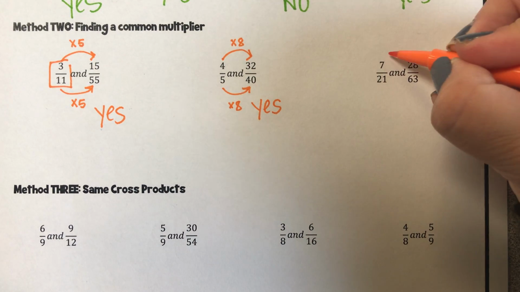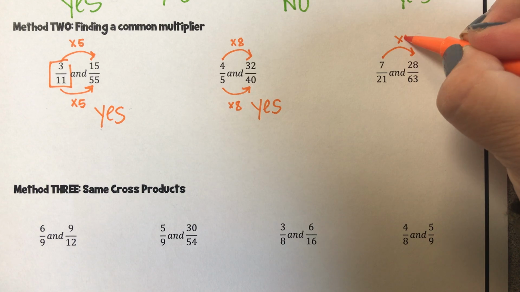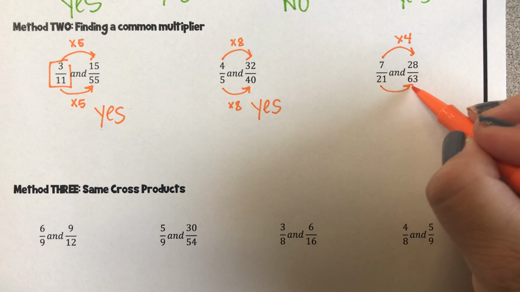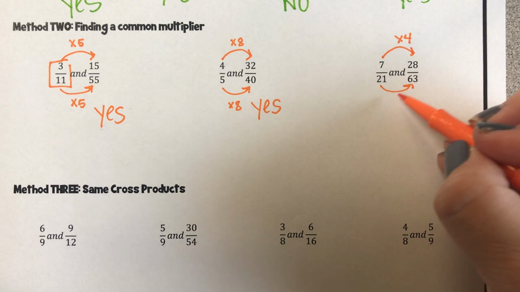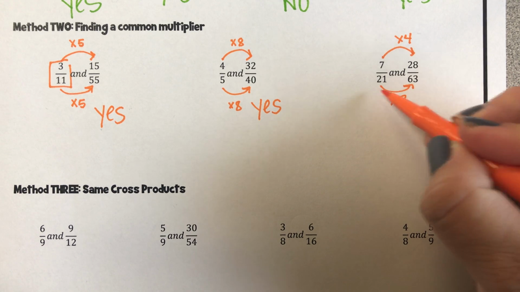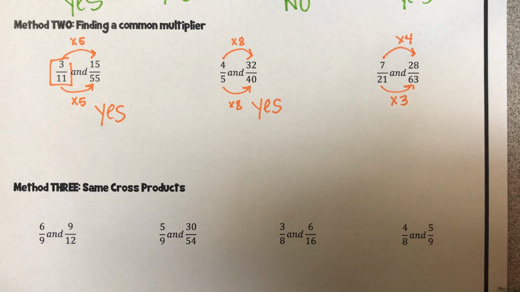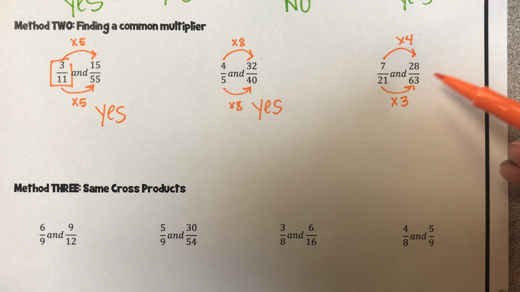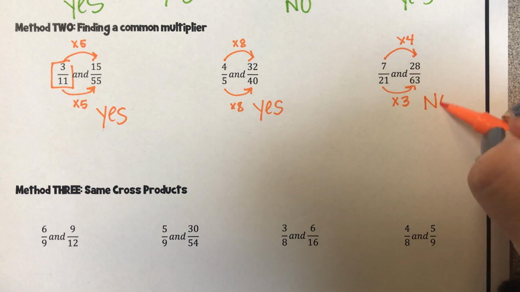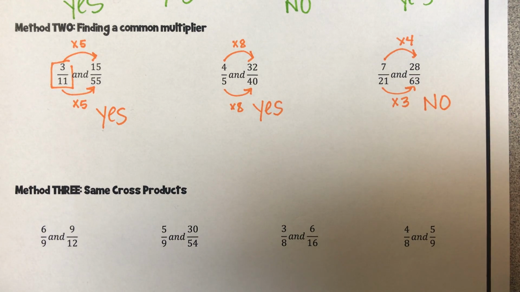Okay, on the next one, I know 7 times 4 is 28. Well, is 21 times 4 63? No, this is times 3. Is there a common multiplier? Did I multiply the top and the bottom by the same thing? No. So therefore, it's not a proportion.